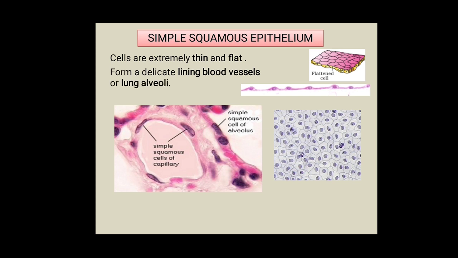So where are they found? They form the delicate lining of blood vessels or lung alveoli and the function is exchange of materials. Wherever materials have to go across, there it will be squamous epithelium. Even in the kidney, when material is filtered from the blood, all the waste material, urea, etc., there will be squamous epithelium.